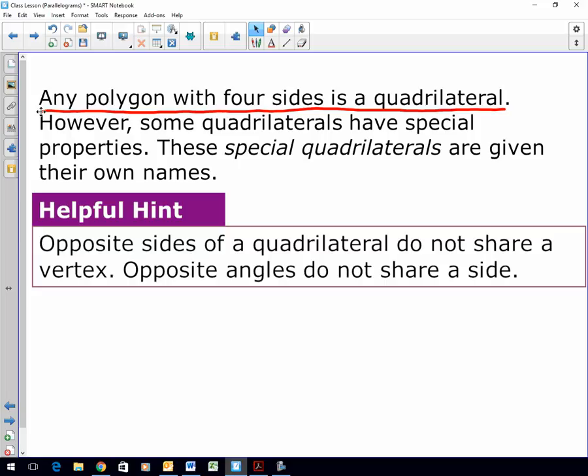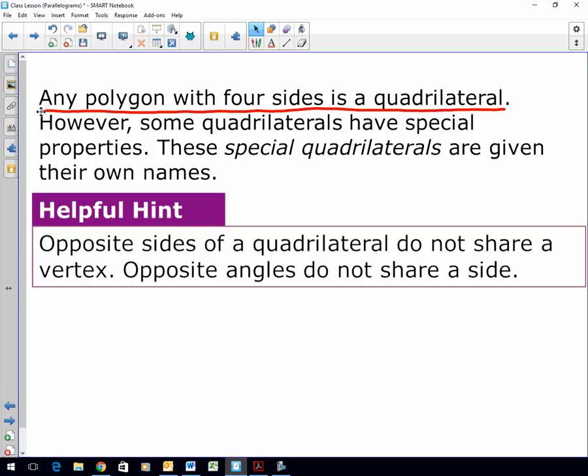Notice it says this helpful hint. I don't think you have to write this down. Opposite sides of a quadrilateral do not share a vertex. Opposite angles do not share a side. And in words, that doesn't mean anything. Once I show you a picture, that'll make perfect sense.